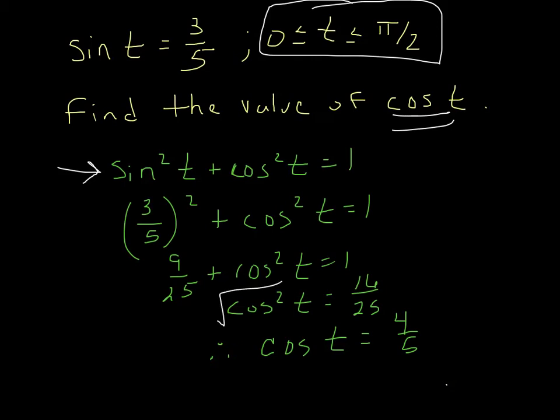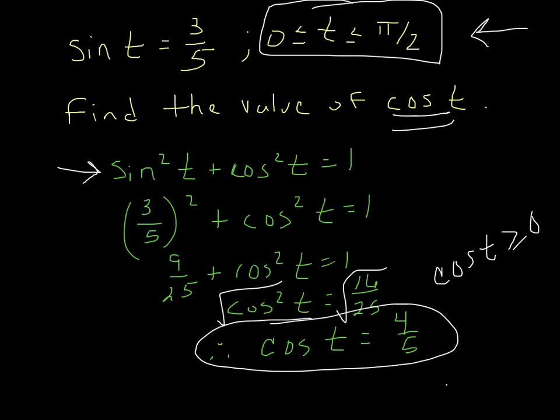So by taking the square root of both sides, normally we would have a plus or a minus, but when we look back up here, if t is between 0 and pi over 2, I know that the cosine of t has to be positive, because we are in the first quadrant and cosine is x, and cosine would be positive in the first quadrant. So therefore, the cosine of t is simply 4/5.